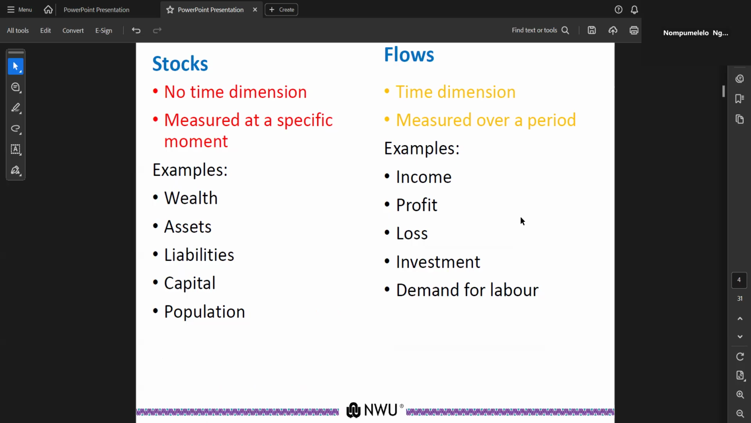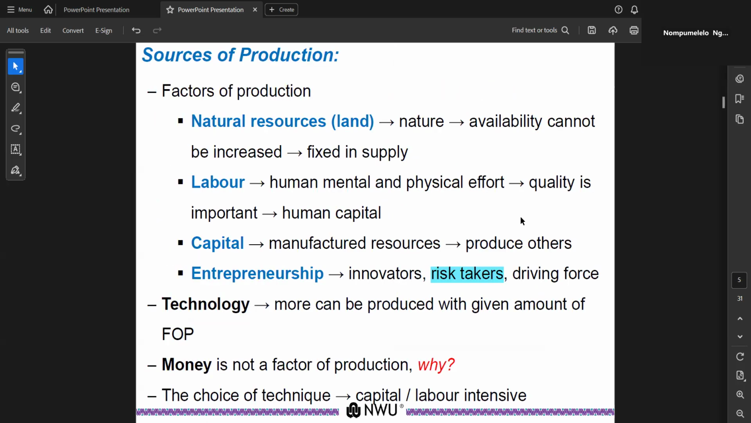But I hope this was clear, guys. And then sources of production. Sources of production is like factors of production, because they say factors of production. It's natural resources, which is land. We know that the factors of production are land, labor, capital, and entrepreneurship. So don't be confused now if they say sources of production, it's still factors of production, and there are four of them. It's land, labor, capital, and entrepreneurship.